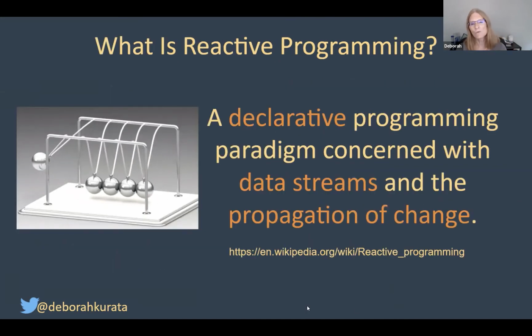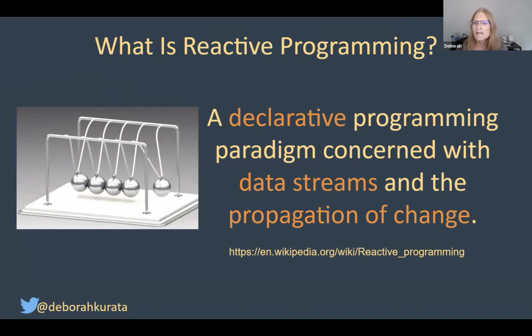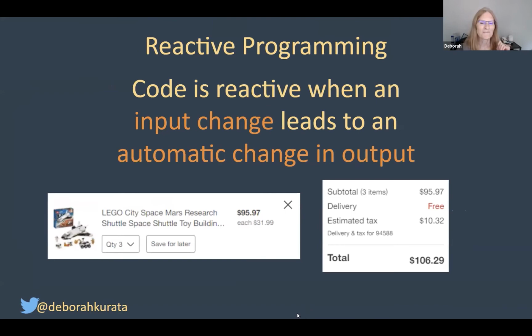So that said, what is reactive programming then? It's a declarative programming paradigm concerned with data streams and the propagation of changes. Code is reactive when an input change leads to an automatic change in output. So I simply change this quantity, or the user does, from 1 to 3, and my output automatically changes to react to that change in the input.